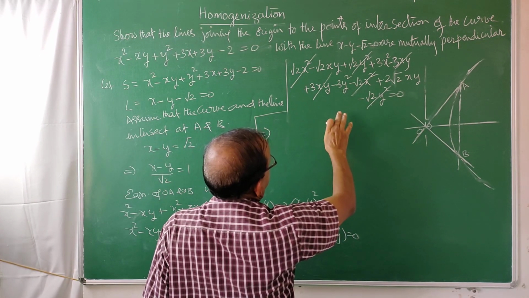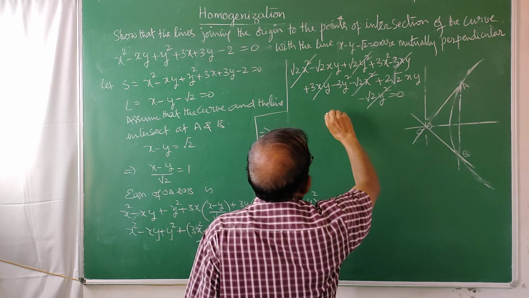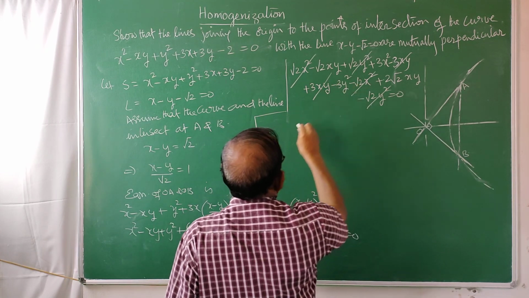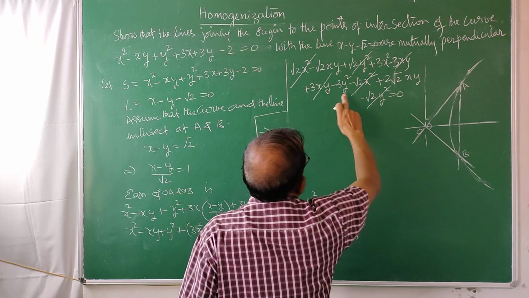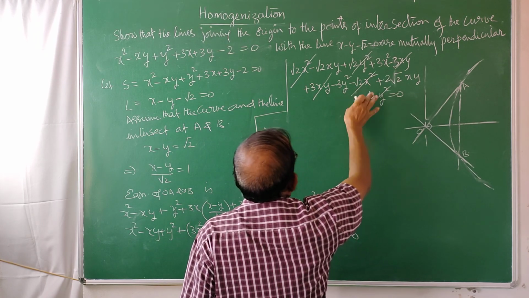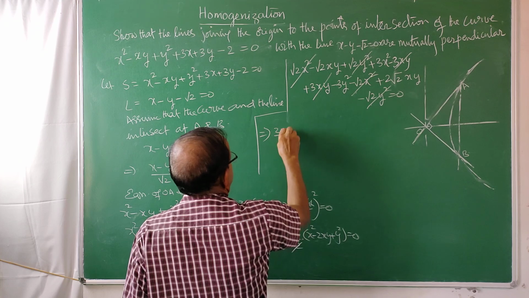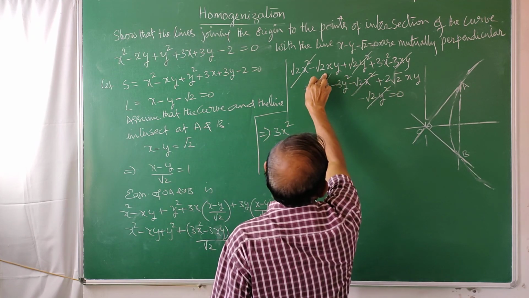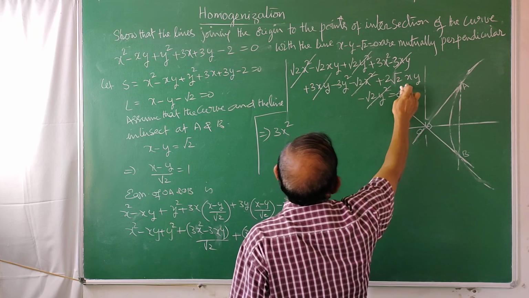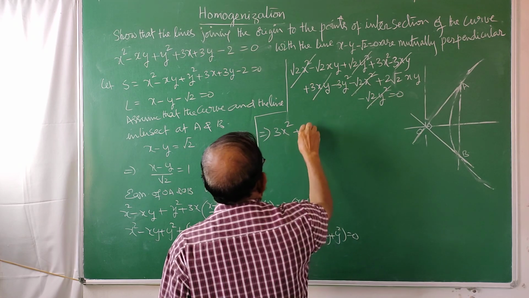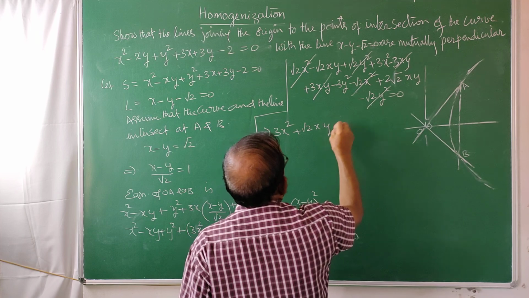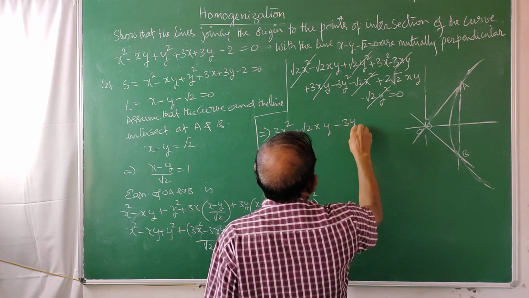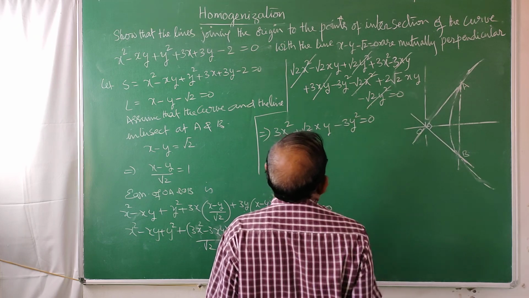What are the terms left? First x square terms, 3x square, other terms are cancelled. So you will get 3x square minus root 2 xy plus 2 root 2 xy, that is root 2 xy, minus 3y square is equal to 0.